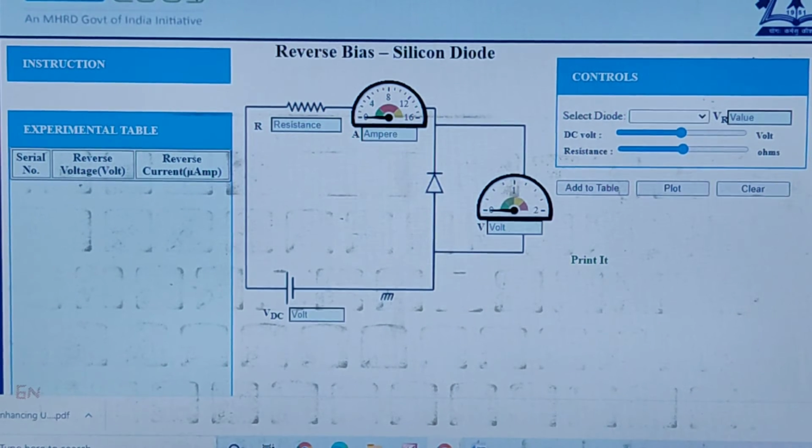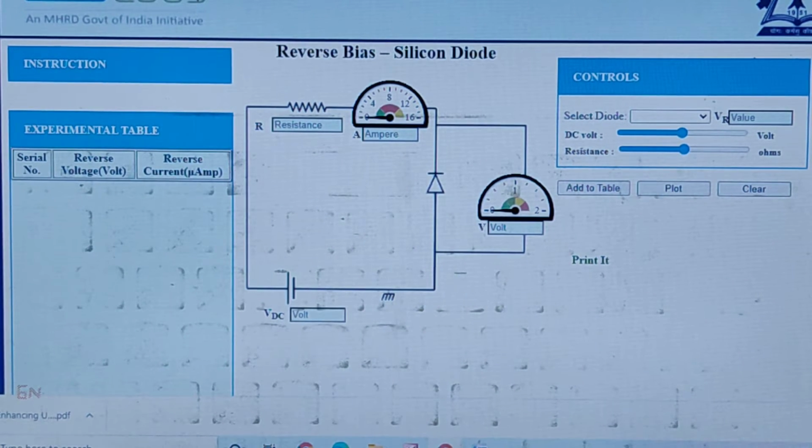Good morning, students. So today's practical is reverse bias of silicon junction diode. Here, as shown, the resistance is connected and the diode is connected in reverse bias mode. The current flowing through the resistance and the diode is measured with the ammeter, and the voltage difference across the diode is measured by the voltmeter.